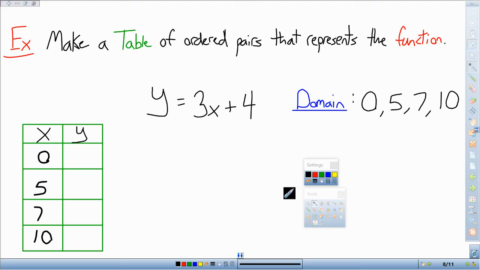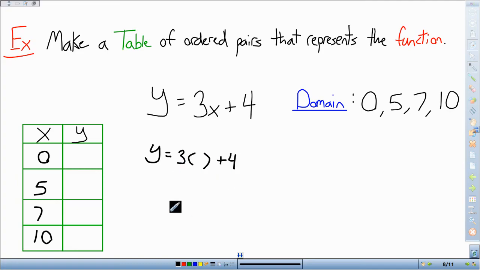Okay, and we're basically doing the same thing. So let's go ahead and plug those numbers in. So y equals 3 times x plus 4. Let's go ahead and start by plugging in our first x value, 0. When we do that, looks like 3 times 0 is 0, 0 plus 4 is 4. So when x is 0, y equals 4.